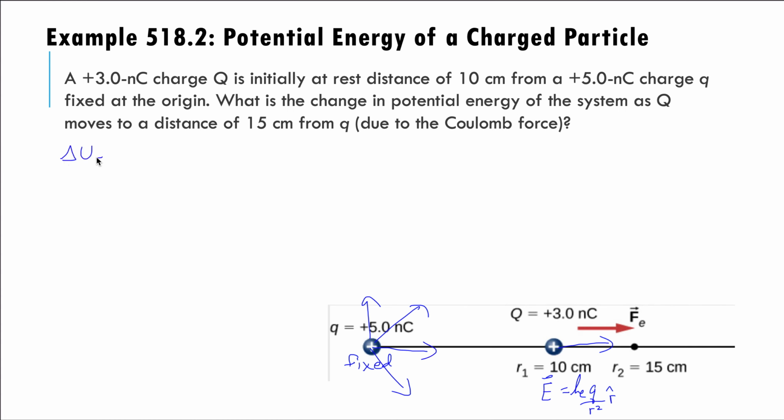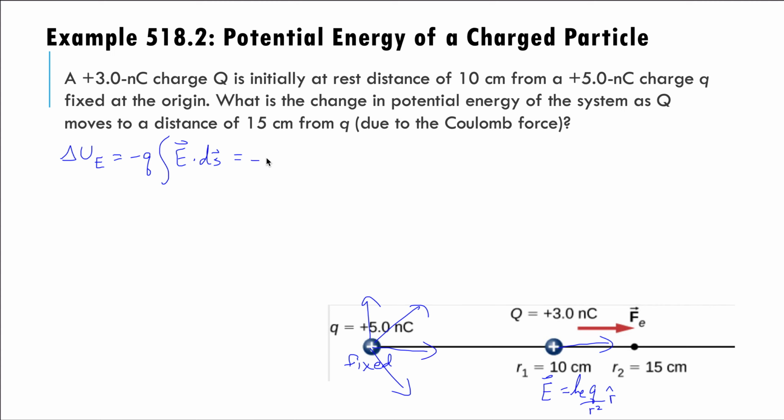So we know that the change in potential energy is equal to negative q and then an integral of E dot ds. We found this in this video. So this little q here is the charge that's moving and gaining or losing potential energy. So in this case, it's big Q. Big Q is the one that's free to move.